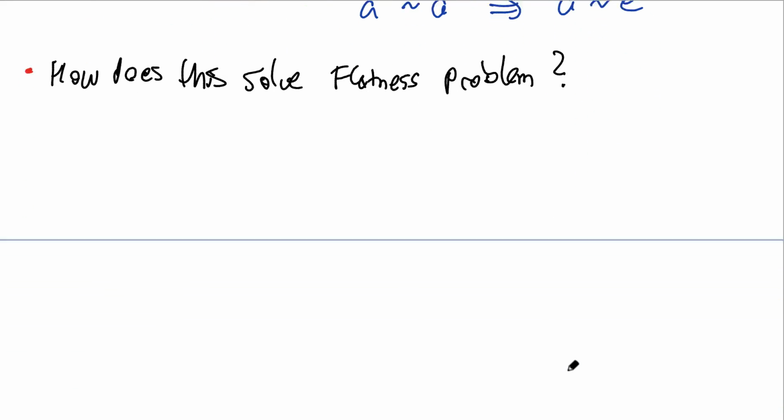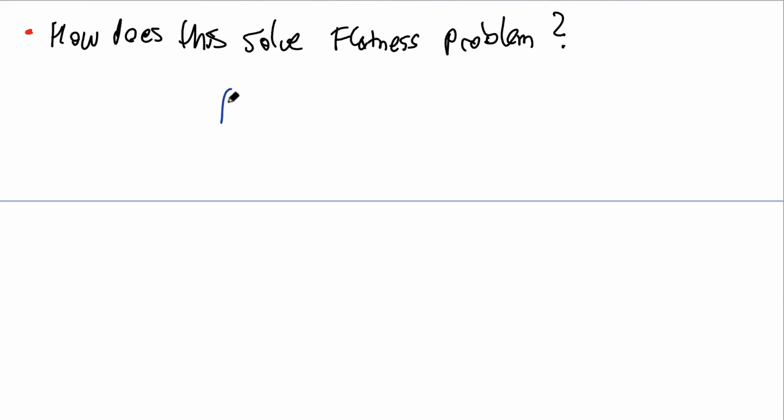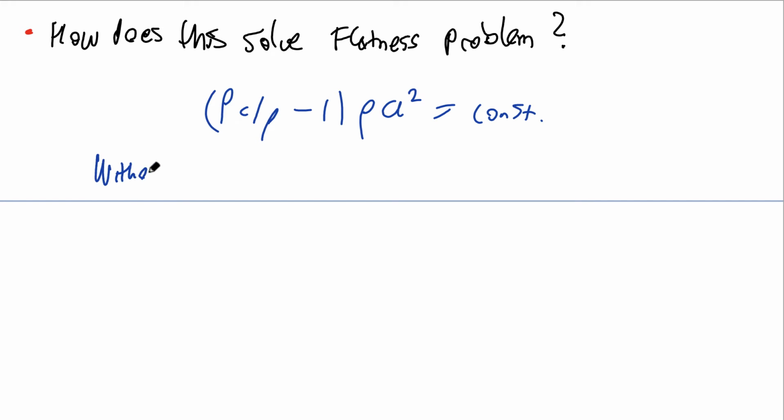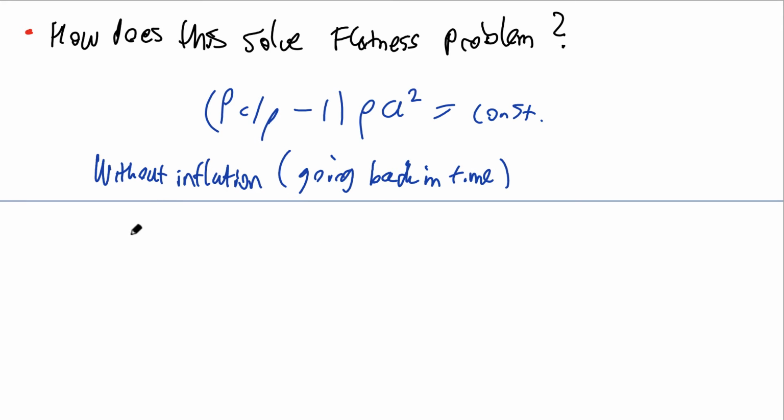Recall that we can write the Friedmann equation as (the critical density over the density minus 1) times the density times a squared equals a constant, where this critical density is the value that the density needs to be for the universe to be flat. Now, without inflation, and going back in time, we have rho a squared goes to infinity.